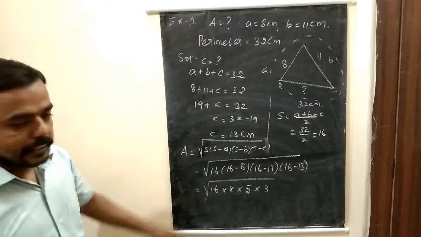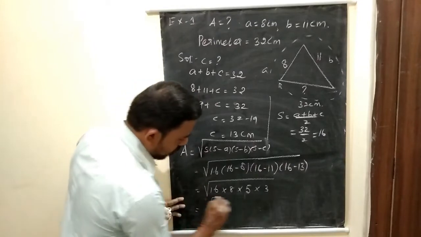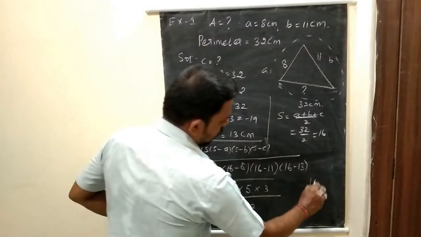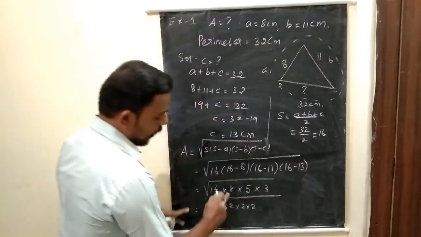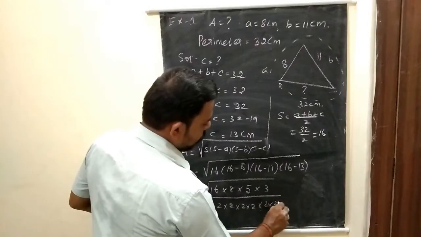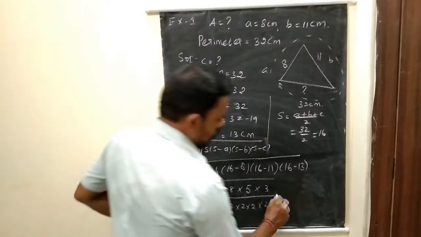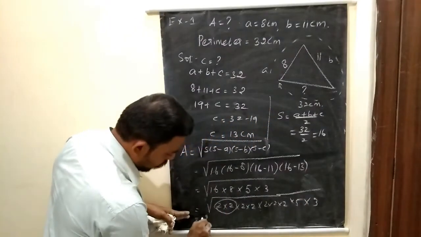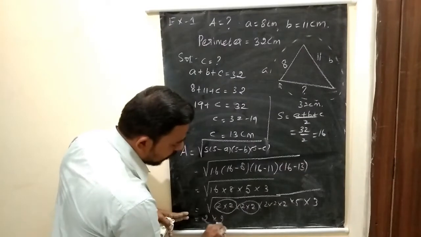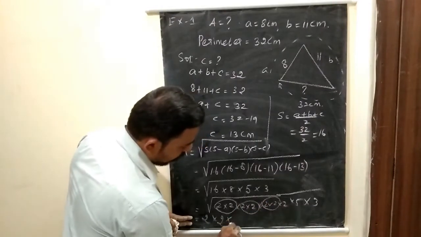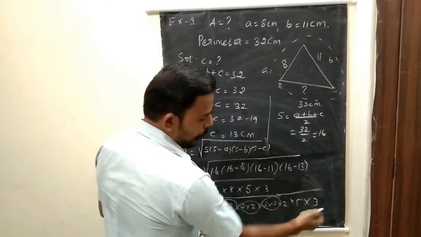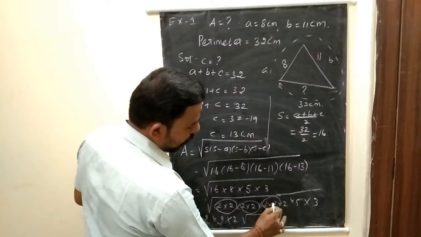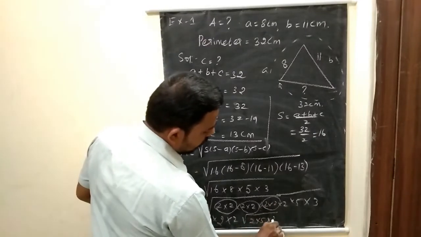Now find the prime factorization of 16: 2 into 2 into 2 into 2. We know that. 8 also is 2 into 2 into 2. Next into 5 into 3. For the first pair, write 2 outside. For the second pair, write another 2. The third pair, another 2 as well. 2, there is no pair here. 5, there is no number. 3 also, there is no number. Leave it, square root of 2 into 5 into 3.